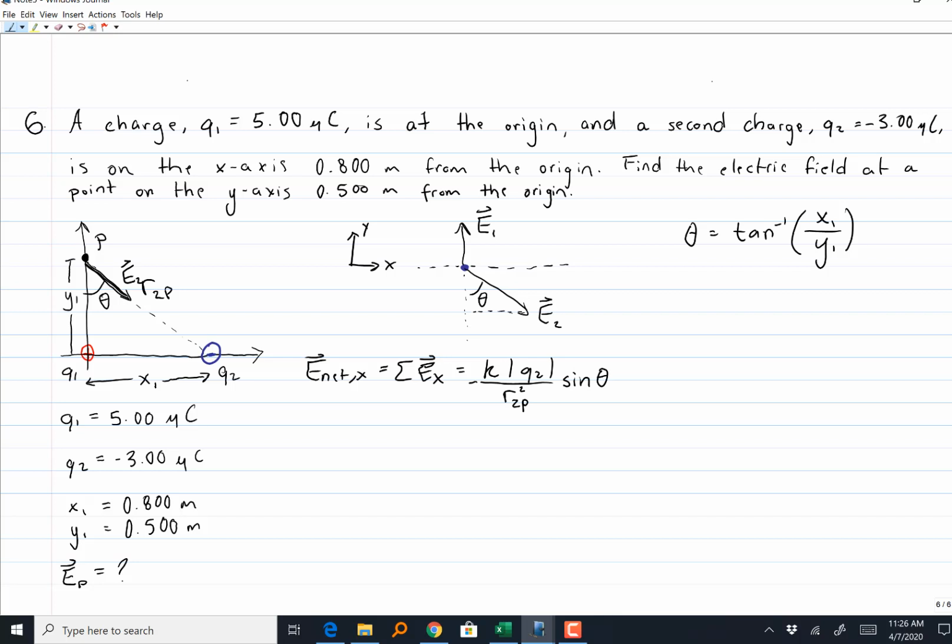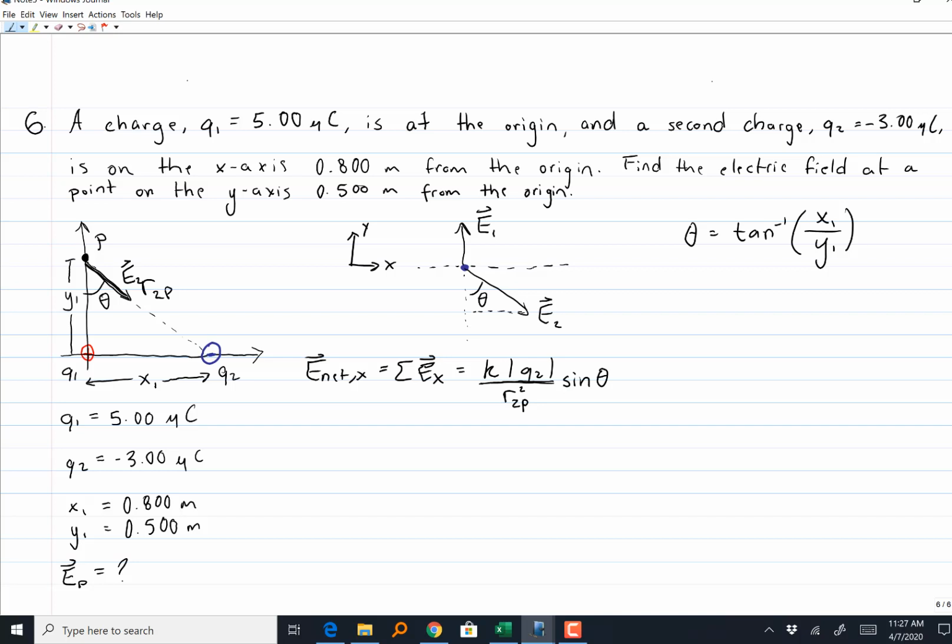And I said magnitude, but we actually are looking at a vector, so I'm going to add in that sign. Excuse me, that was wrong. It's definitely positive, because it is pointing to the right as indicated by my coordinate system.